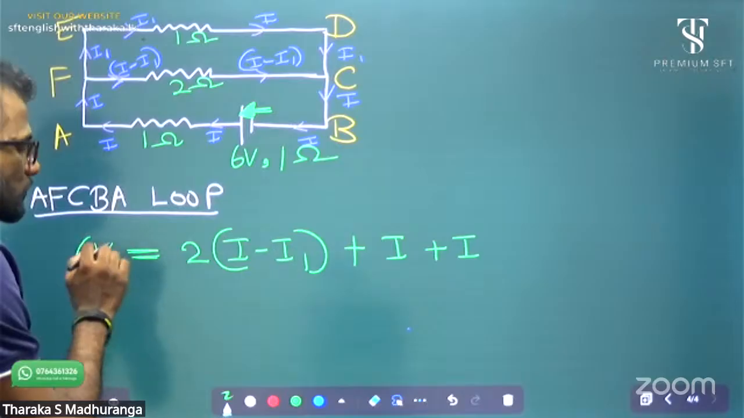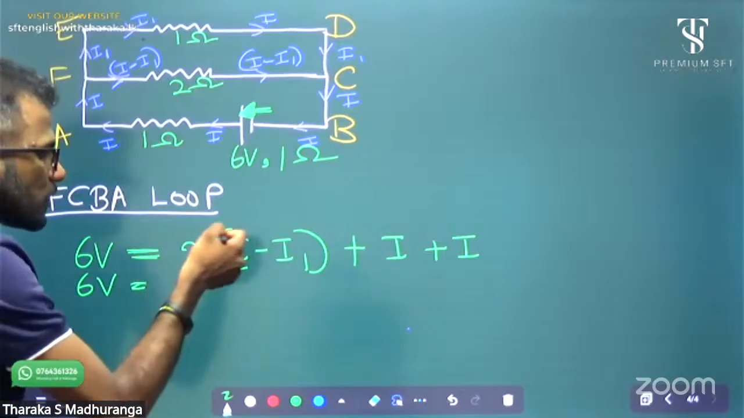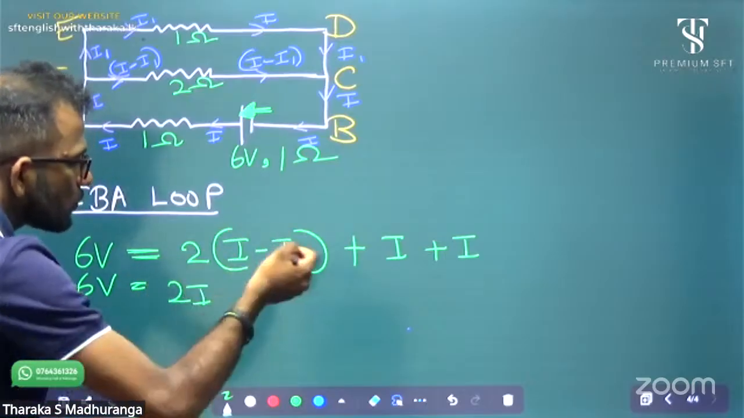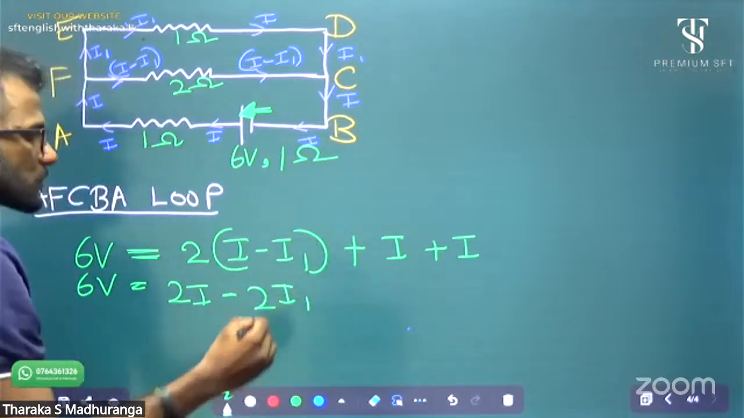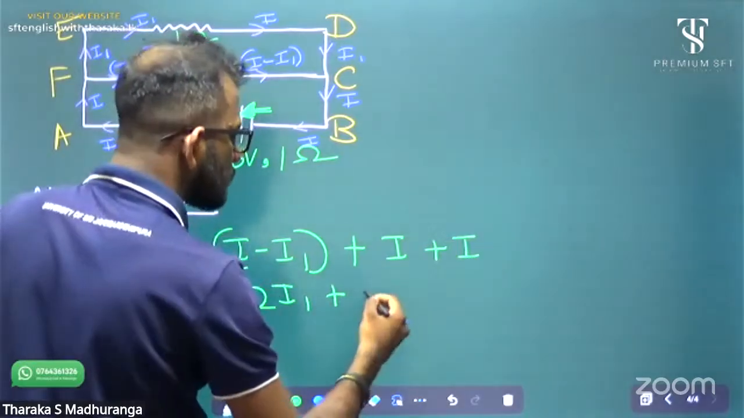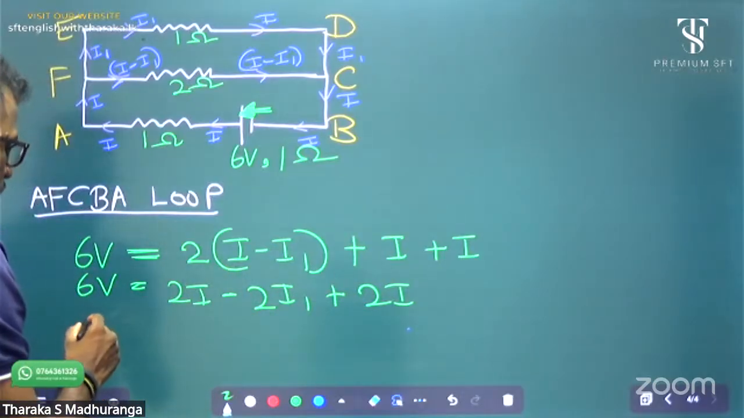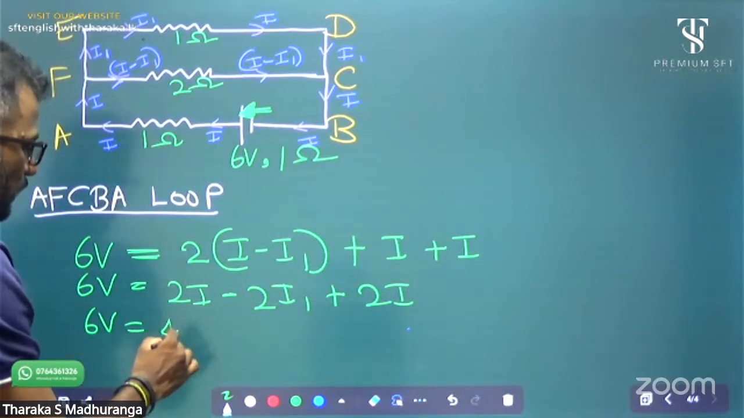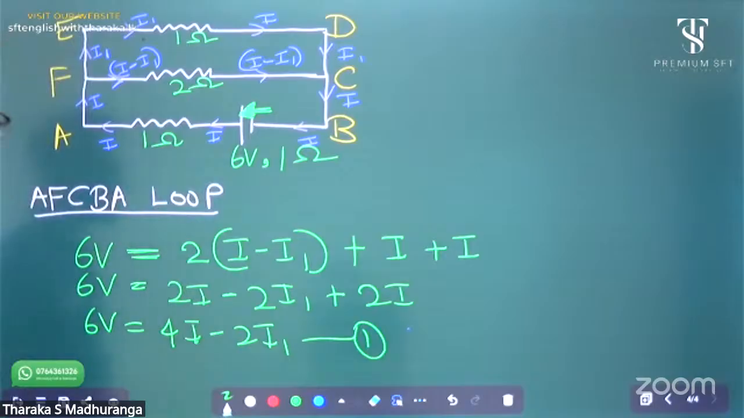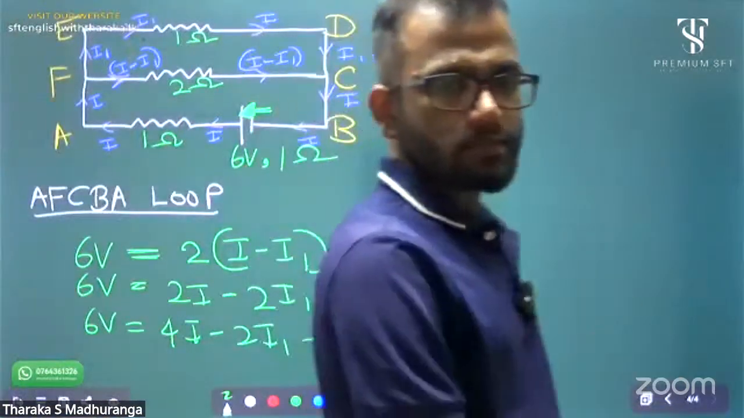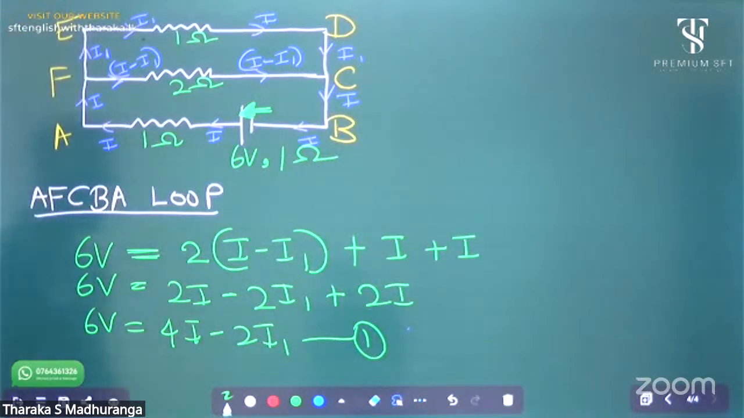Okay, 6 volt equal 2 into I, 2I, minus 2 into I1, 2I1, plus I, 2I. 2I plus 2I is 4I. 6 volt equal 4I minus 2I1. Okay, this is my first equation: 6 volt equal 4I minus 2I1.